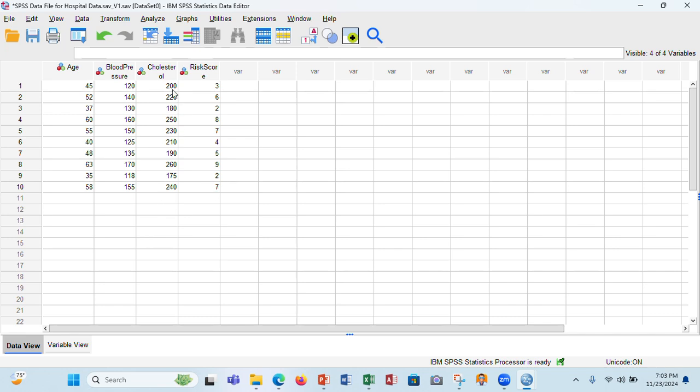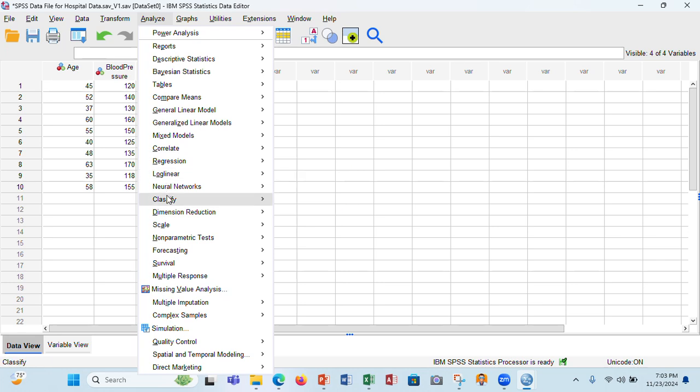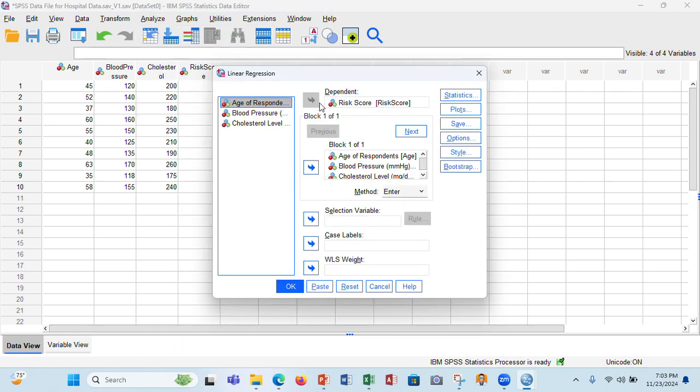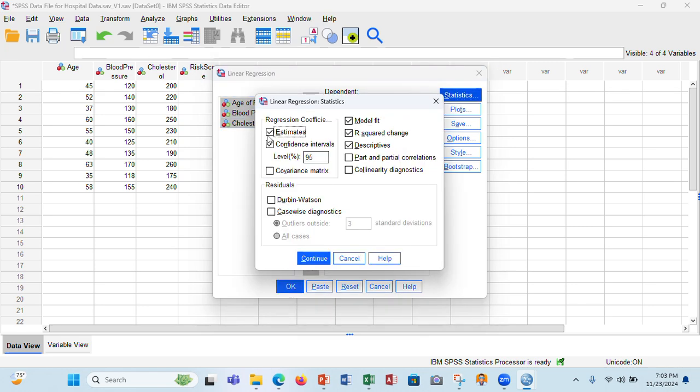After that, what we did was to come to analyze, to run regression analysis. We ran regression, went to linear. After that, we selected our risk score and pushed it here as our dependent variable, and highlighted all these and pushed them to be our independent variables, and then set our statistics to have estimates, confidence levels of 95%, the model fit, and also the R square, and we also checked the descriptives to display.